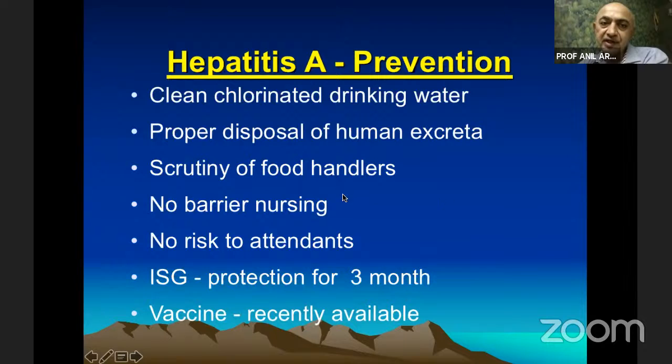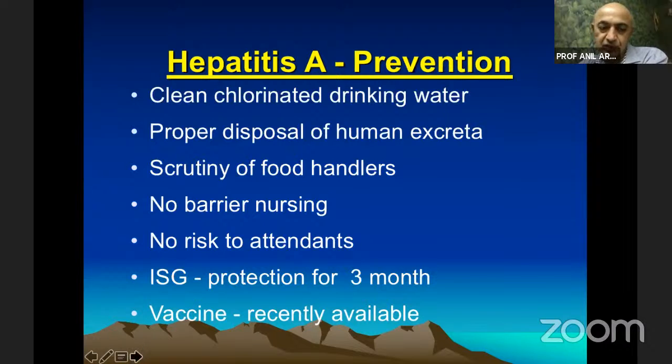How do we prevent hepatitis A? We need to drink the chlorinated water. Most important is you have to properly dispose of the human excreta, because this is the only source of transmission of hepatitis A: the infected person, because there are no carriers. And if this infected person disposes of his human excreta properly, I'm sure there is not going to be any hepatitis A. You have to scrutinize the food handlers, and in the siblings, you can even think of giving immune serum globulin for control of the infection.